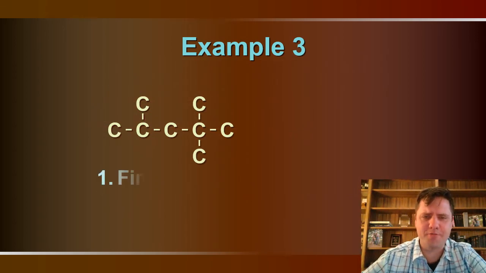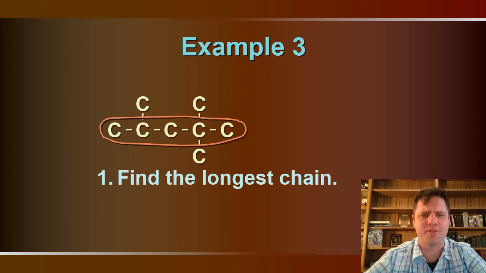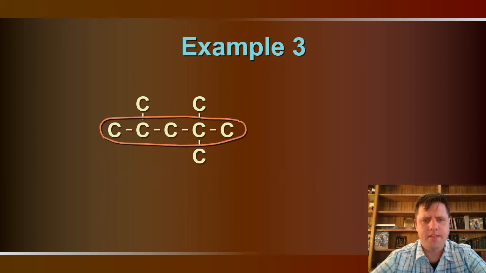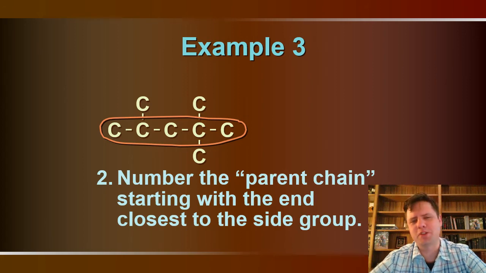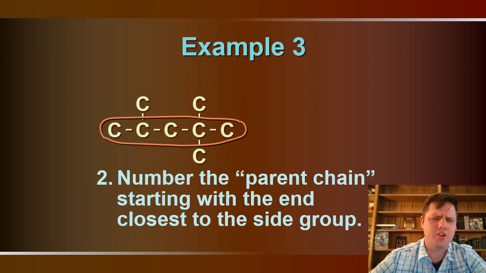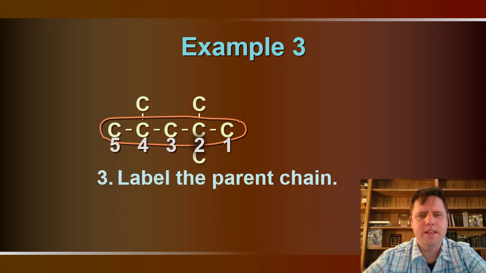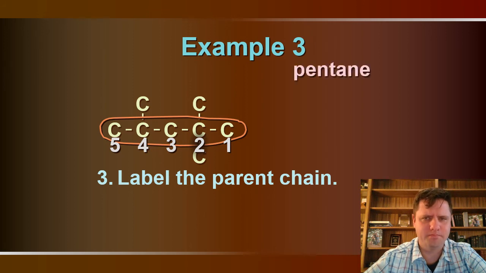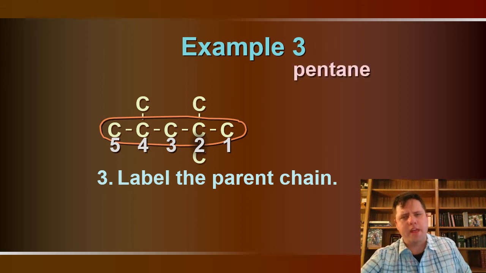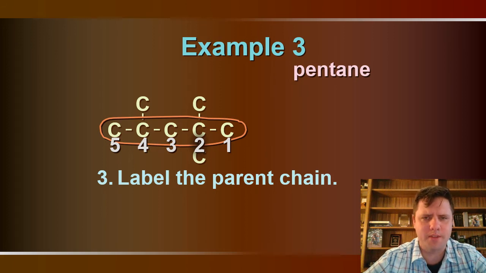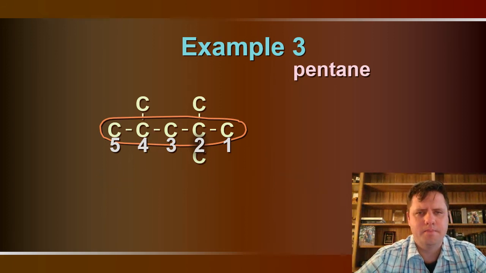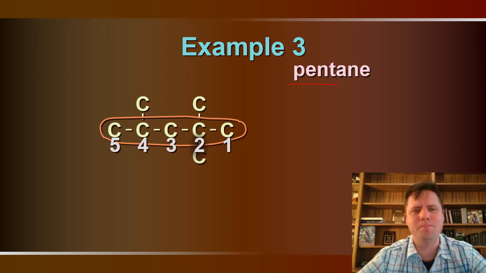So again, we start off by identifying the longest chain, and here it's just the 5 right down the middle again. Then we number the parent chain starting with the end closest to the side group. Now you might argue you go either way, but this has, again, more activity on this end than on that one. So we're going to start our counting from that side. 1, 2, 3, 4, 5. Then we're going to label the parent chain. And we're going to note here that it is pentane. There's 5 carbons in this molecule. So pent, remember, is the prefix for 5. And you can review those in that chart if need be.